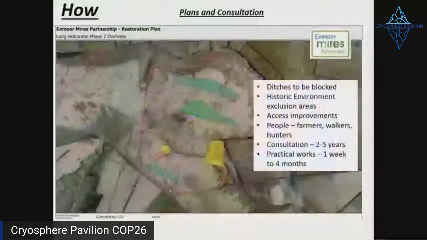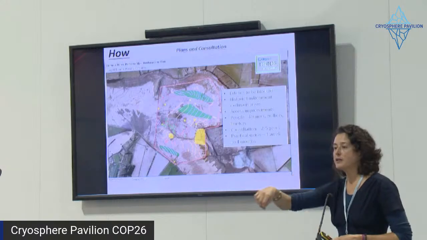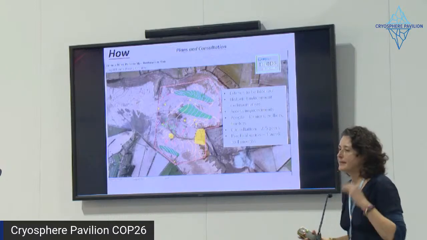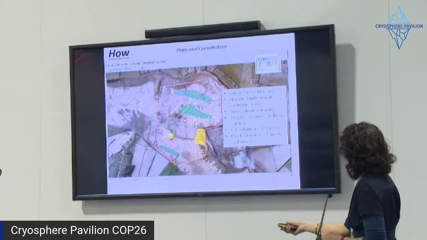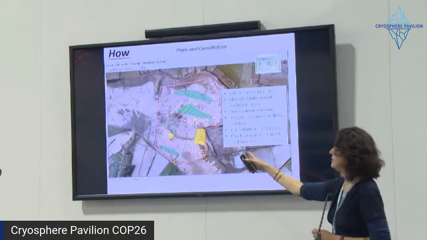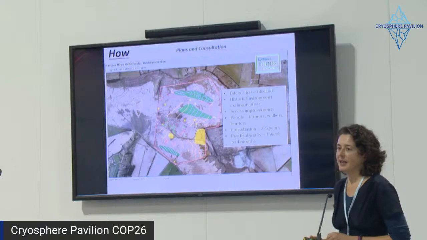And this is some of the plans. I'm sure the next talk will talk more in depth about how we do the restoration, but basically it is ditch blocking. In the southwest, it's mainly ditch blocking. I have some experiments involving regeneration with sphagnum plugs. So we plant sphagnum in the hope of helping the peatland regenerate faster. But I must say that it hasn't been very successful so far with all of the droughts that we have had. But you can see here the kind of timeline. It may take 5 years of consultation for then 1 to 4 months work in the ground.